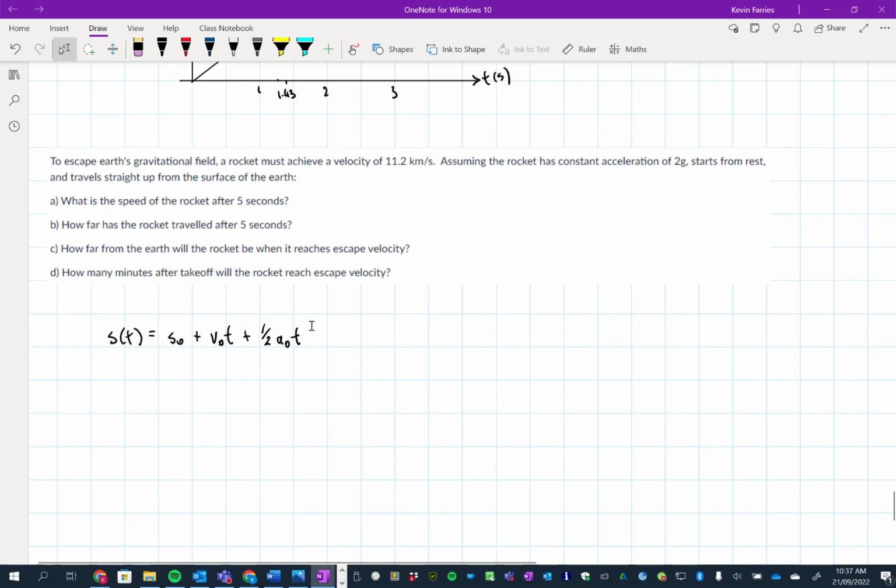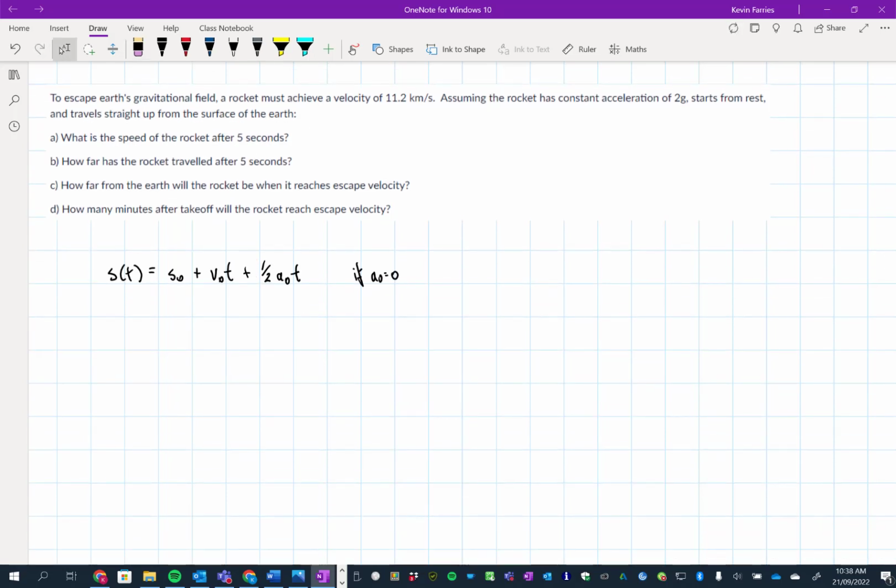Now, the other thing you can see there is that if the acceleration was equal to 0, let me just write it out. If A naught is equal to 0, then this term here would just disappear and you would be left with S naught plus V naught t, which is exactly the equation we had for constant velocity. And so these equations also cover constant velocity if you just put in A naught equals 0. So that was that one.